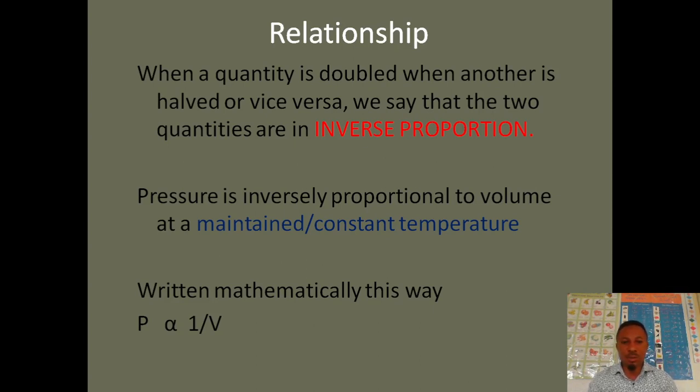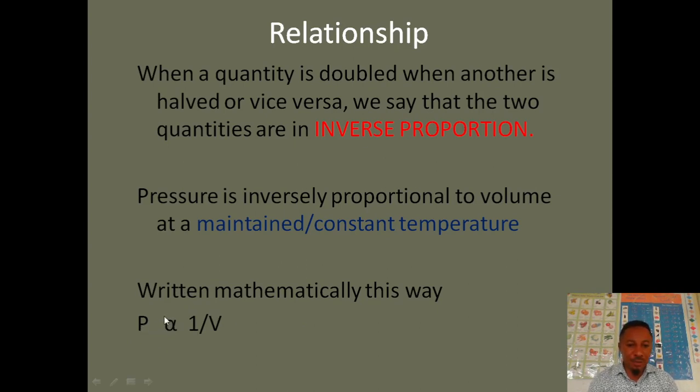Okay, in direct proportion, when you double one quantity, the other quantity is also going to be doubled. But in inverse proportion, you double one quantity, the other one will become half of what it used to be. Right? So the pressure is inversely proportional to the volume here at a maintained or constant temperature. So temperature is what we actually control. In an experiment, you have to maintain something, you have to control something when you're observing the relationship between two things.